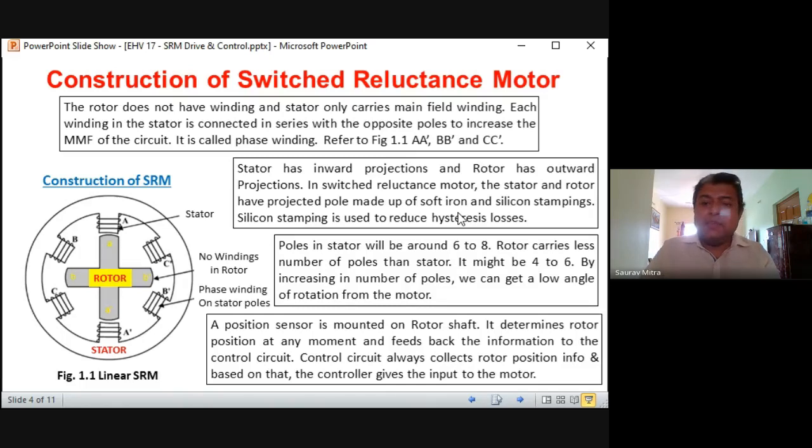So for that, knowing the position of the rotor pole is very important. Hence there is a position sensor on the rotor shaft. It determines the rotor position at any moment and feeds back the information to the control circuit. So the control circuit always collects the rotor position information first.